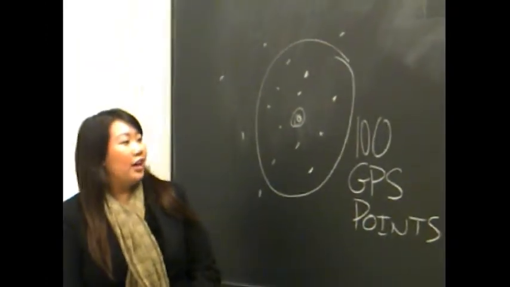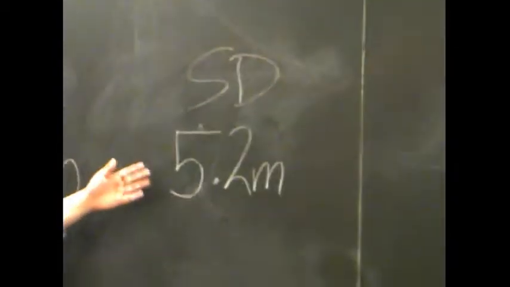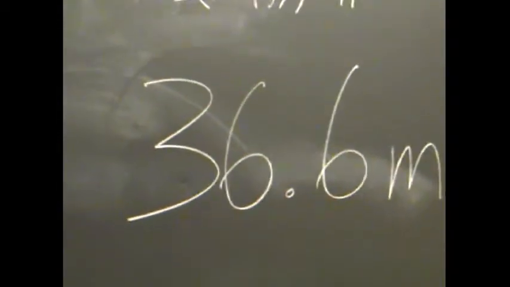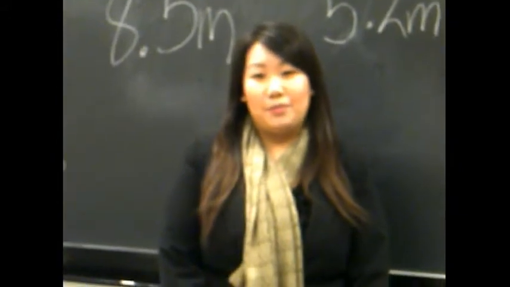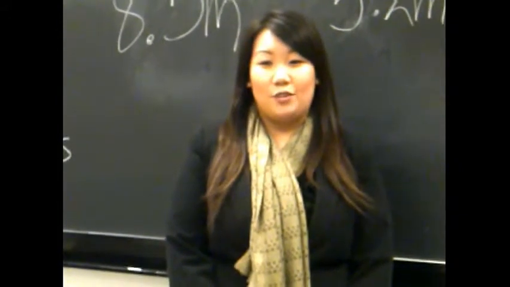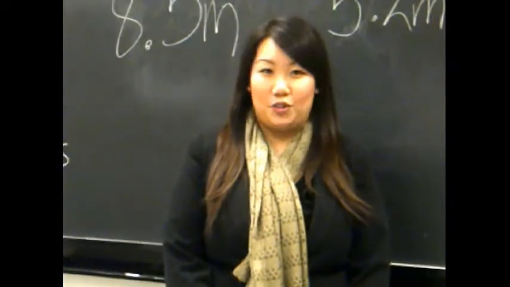For example, if we have 100 GPS points, an average error of 8.5 meters, standard deviation of 5.2 meters, and with this equation right here, we would get a suitable grid resolution of 36.6 meters. With this grid resolution, 95% of the GPS points will fall within the right pixel and correspond with the Landsat imagery of your choice.